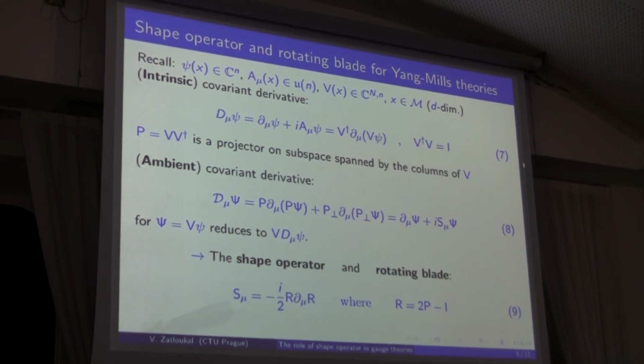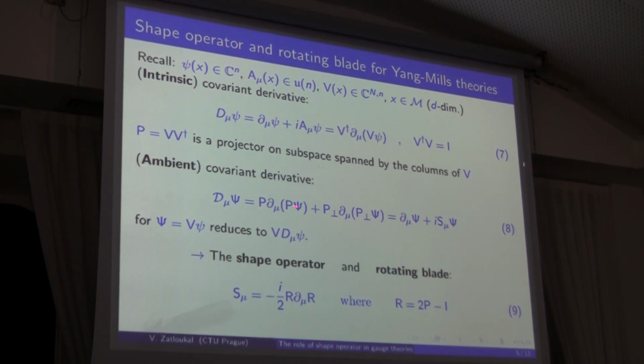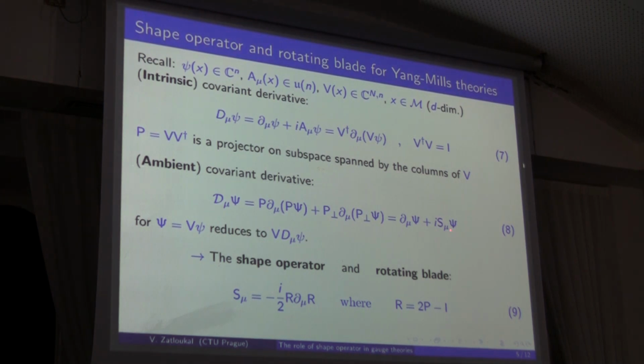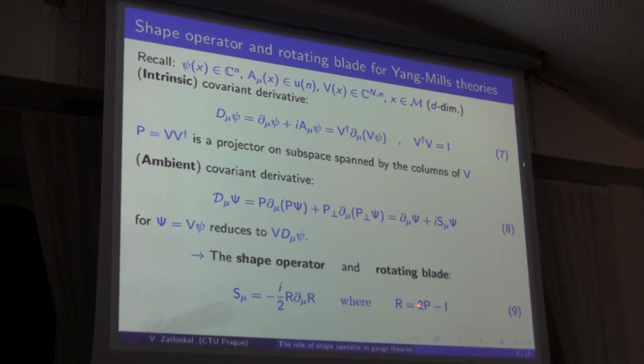And we can define this ambient big covariant derivative in analogy with the embedded manifolds approach. Indeed, using this projector P, we define the shape operator for the Yang-Mills theory, essentially, because this is defined in terms of R, which is the reflection operator, which is given in terms of the projection operator, and the projector is given in terms of this matrix V. So we know that we can move from the traditional connection coefficients description to the description using essentially the rotating blade.